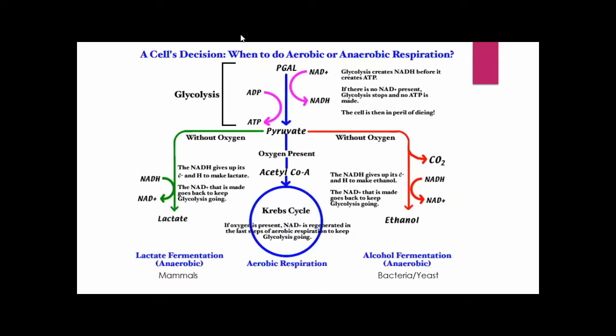So when the cell has to decide which way to go, this is the glycolysis, which takes place in the cytoplasm. Once you get to the step of producing pyruvate, if oxygen is present, then you go on to the Krebs cycle, also known as the citric acid cycle. Or if there's no oxygen, then you go to anaerobic respiration. In mammals, you have the lactate formed, or in bacteria and yeast, you end up forming ethanol.